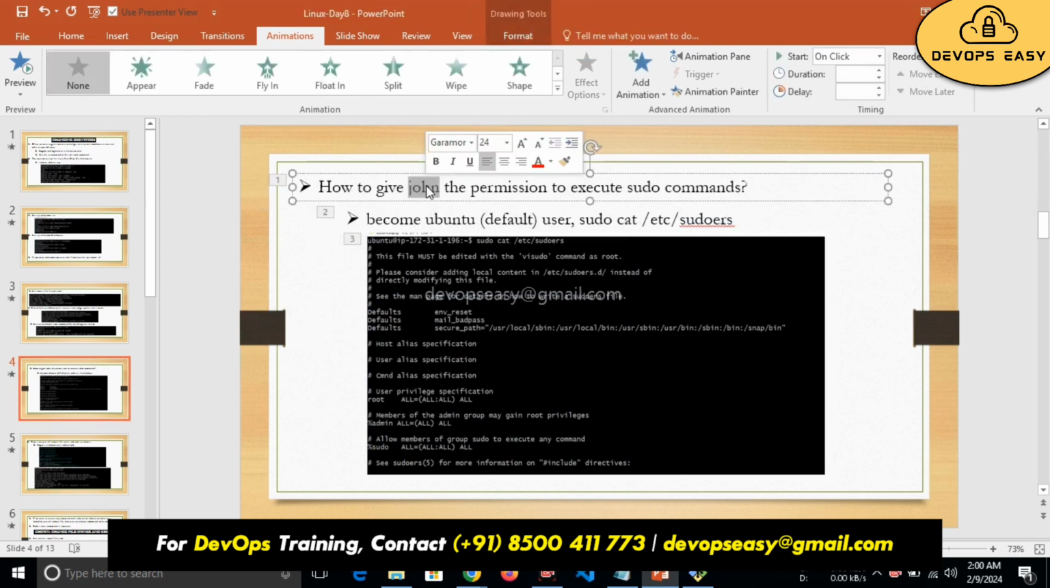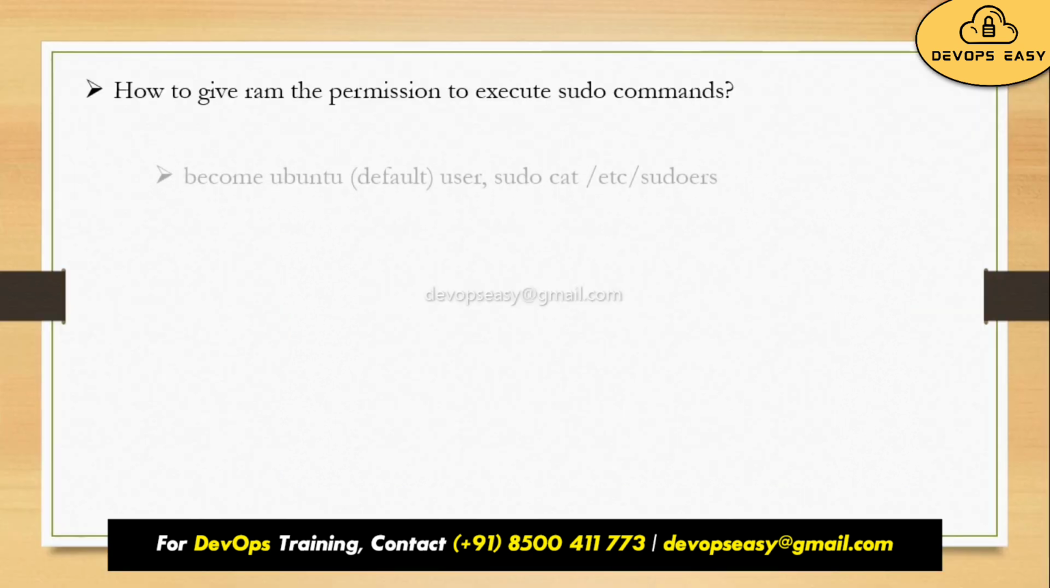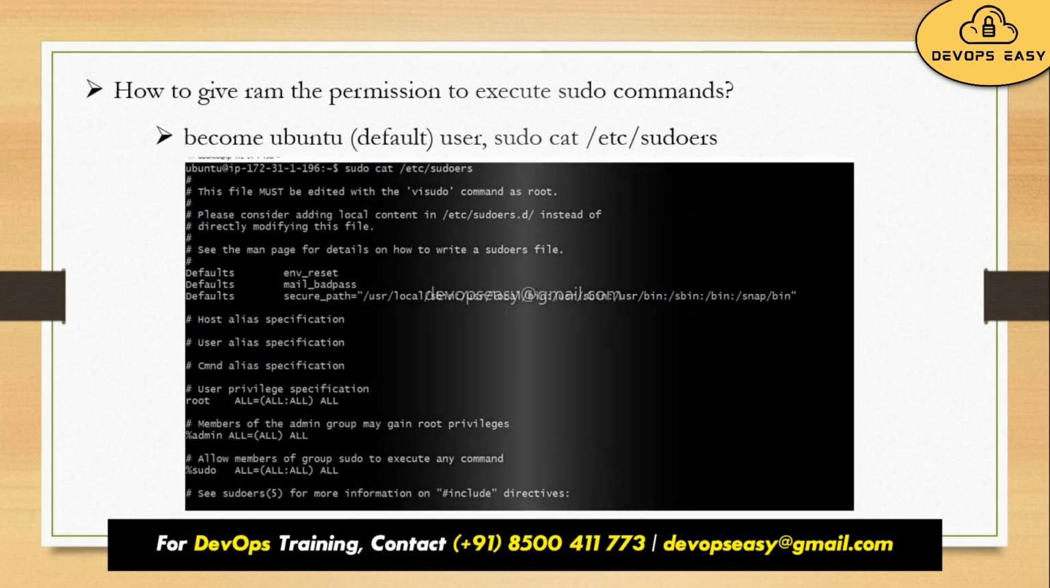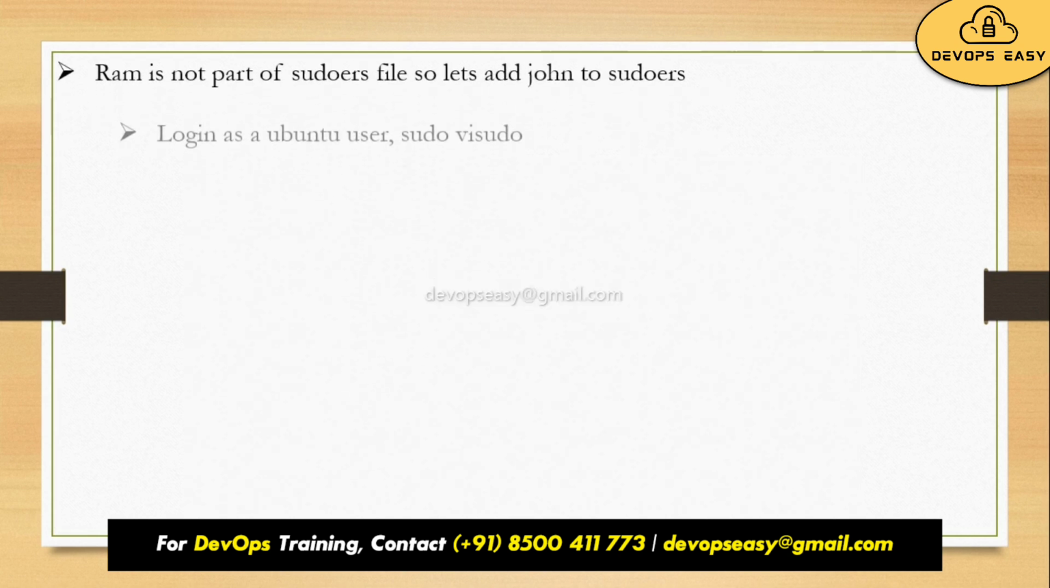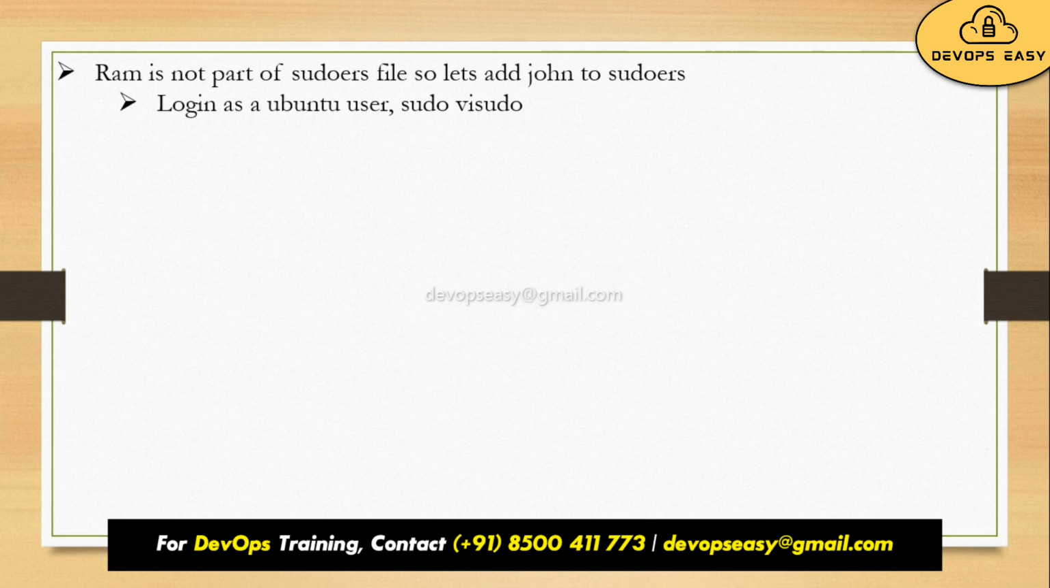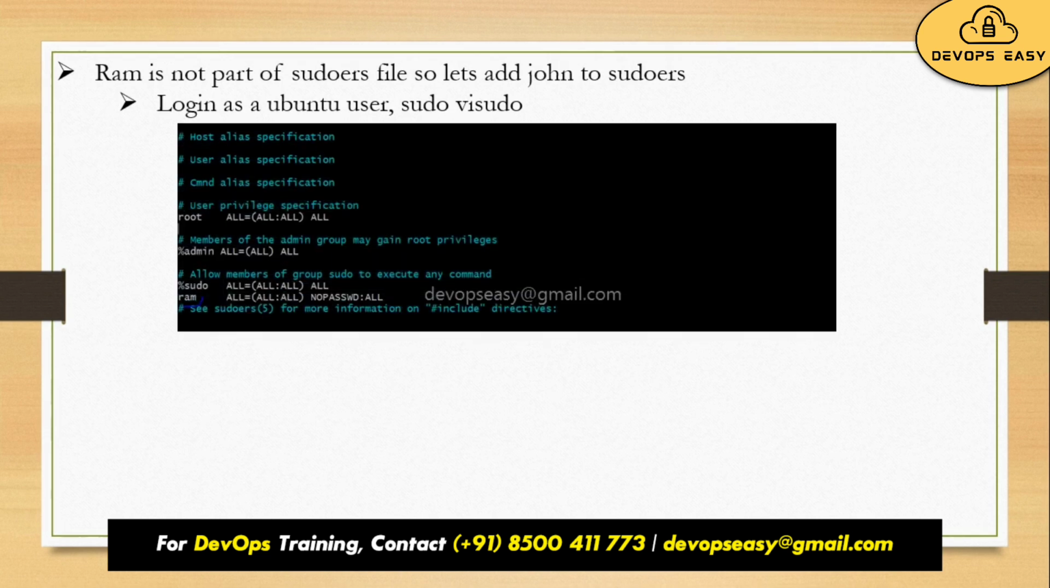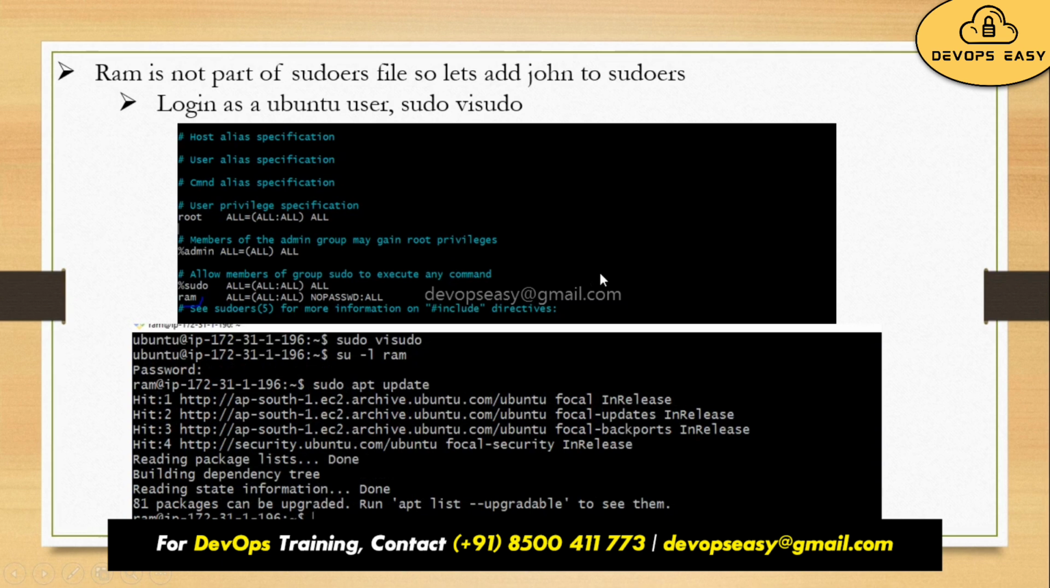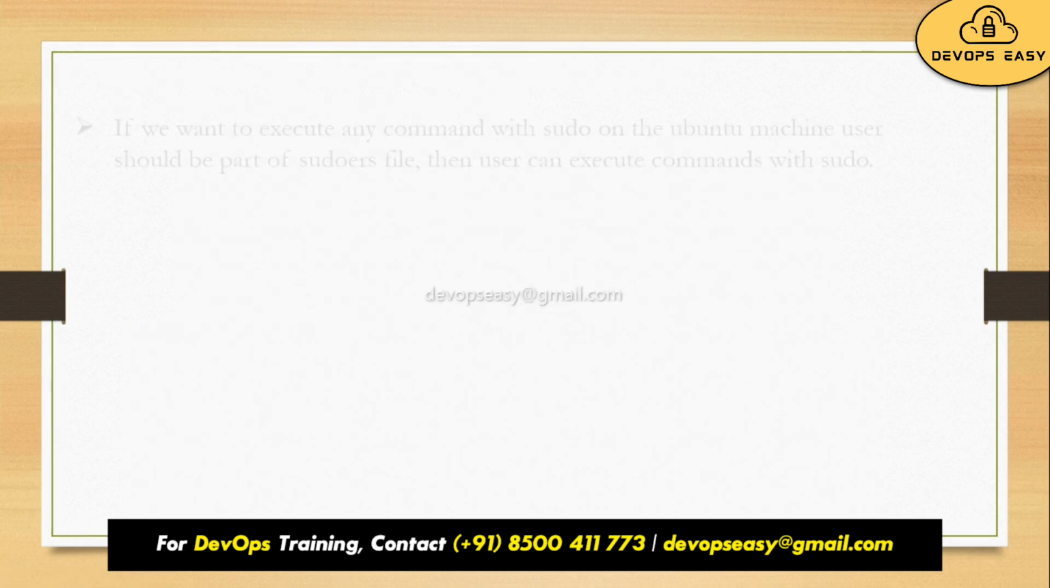Okay, how to give ram the permissions to execute sudo commands. What you need to do, you need to log in as the ubuntu user, then execute sudo visudo, then go inside the file and add ram, so that the ram user will have superpower. Don't worry, I will show you practically, then you will understand. So after logging in as the ram user, it will work.